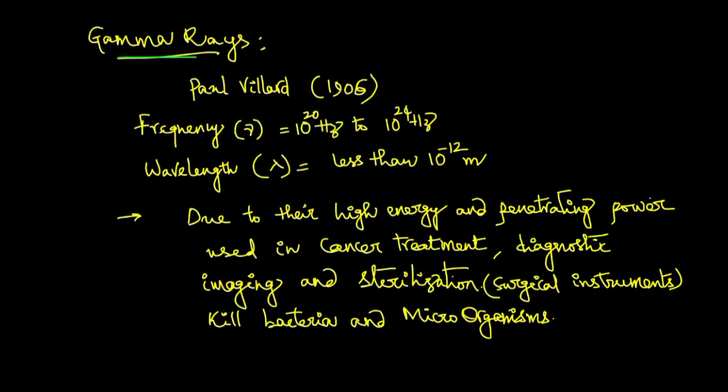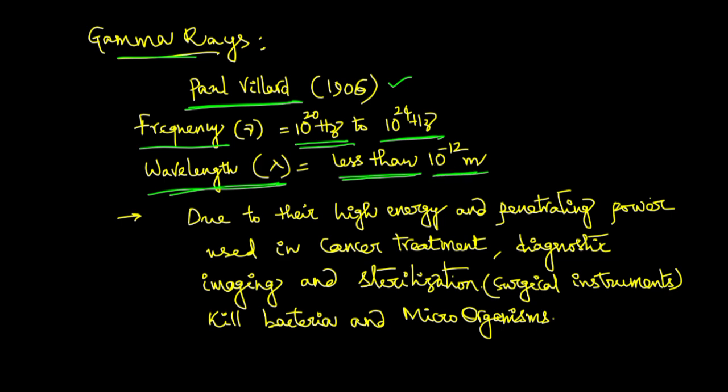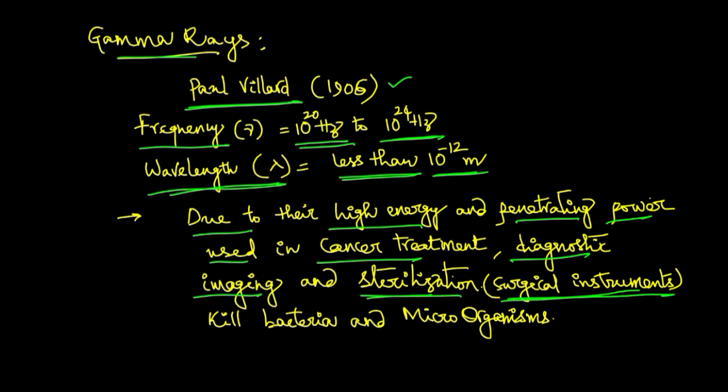Gamma rays. Gamma rays were discovered by Paul Villard in the year 1906, and the frequency range of gamma rays is 10 power 20 Hz to 10 power 24 Hz, and the wavelength is less than 1 picometer, that is 10 power minus 12 meters. Due to their high energy and high penetrating power, these are used in cancer treatment and diagnostic imaging and sterilization of surgical instruments or sometimes food particles, etc. And these effectively kill the bacteria and microorganisms.